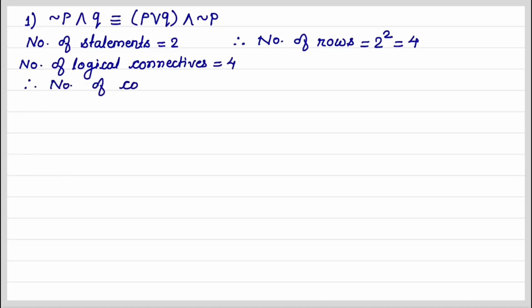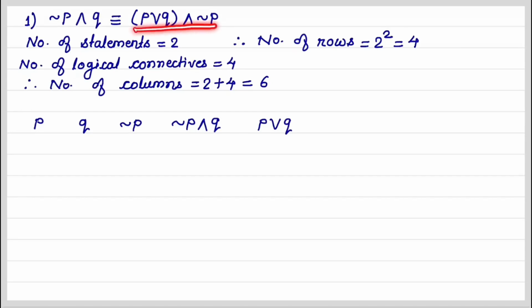Therefore, number of columns is equal to number of statements plus number of logical connectives is equal to 6. Let us form the truth table. P, Q, third column will be negation of P, then negation of P and Q. Next column will be P or Q, and last column P or Q and negation of P. These are the 6 columns and 4 rows.